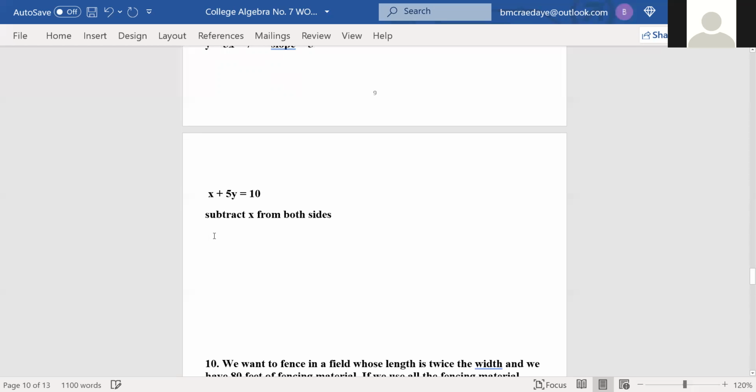So that would give me 5y equals 10 minus x. I want to subtract x, so 10 minus x. Now, what do I do next? You're gonna divide. That's it. Divide both sides by what? By 5. Right.